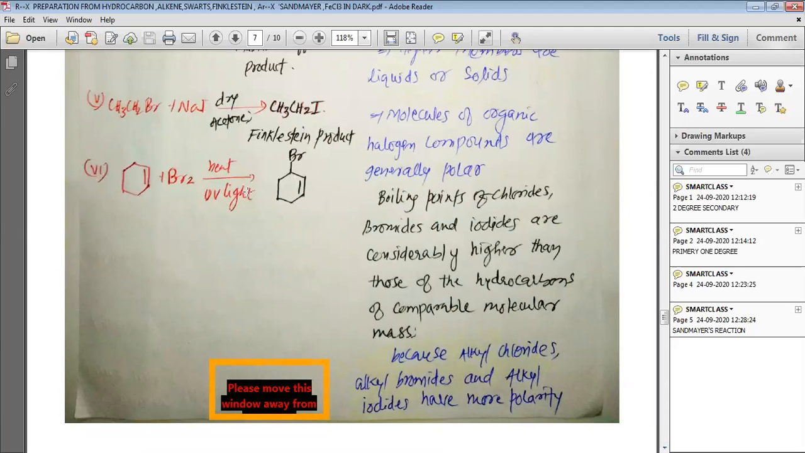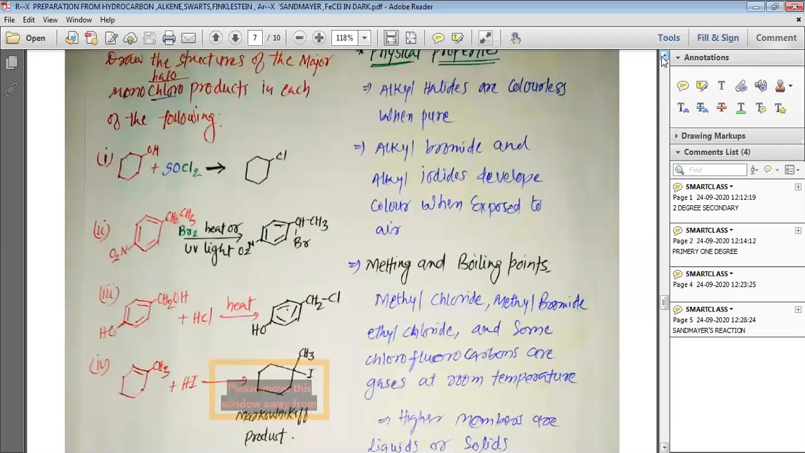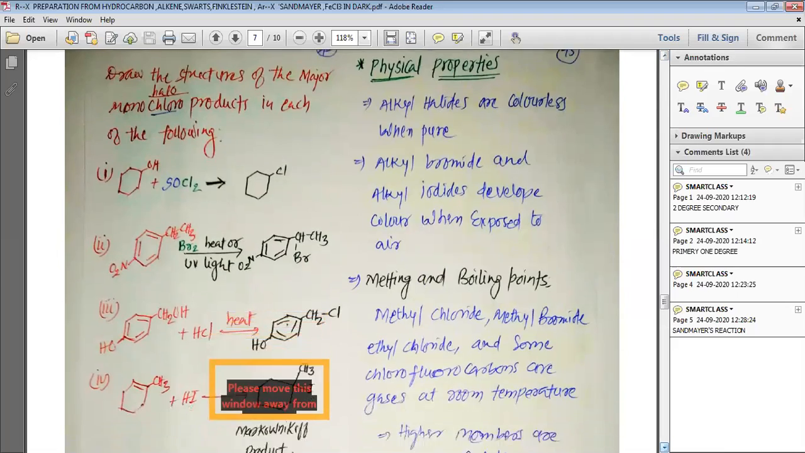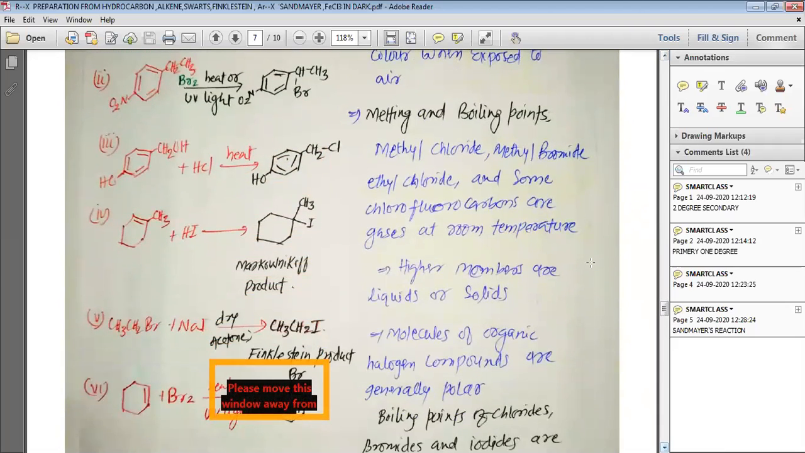And why is this product obtained? Because the free radical present next to the carbon with the double bond will undergo hyperconjugation, and that is why this free radical is going to be the most stable free radical. Now we'll move to understand the various physical properties, my dear students. Alkyl halides are colorless when pure. Alkyl bromides and alkyl iodides develop color when exposed to air.